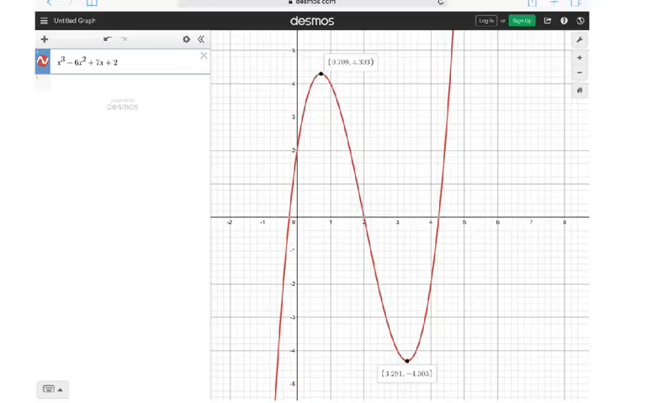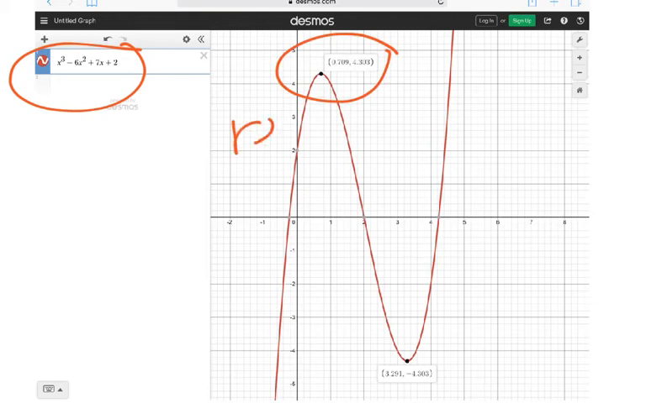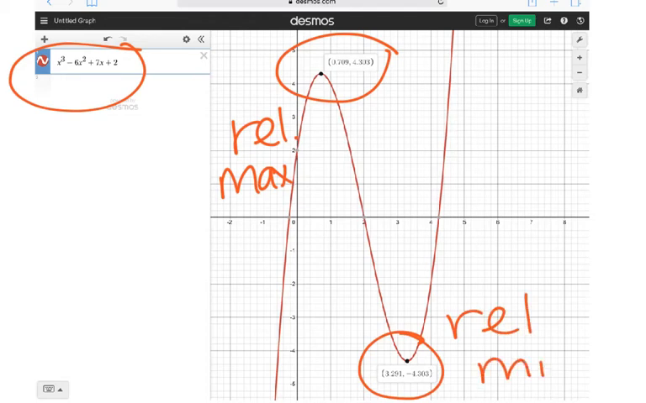Okay, so I did it in Desmos because I think it's super easy. So in Desmos, all you gotta do, type the function in, and then you just click. So here's the relative max. Alright, and then right here is your relative min. And it's super easy. If you did it in the calculator, your decimals may be just a little bit rounded, but you still get the same idea.